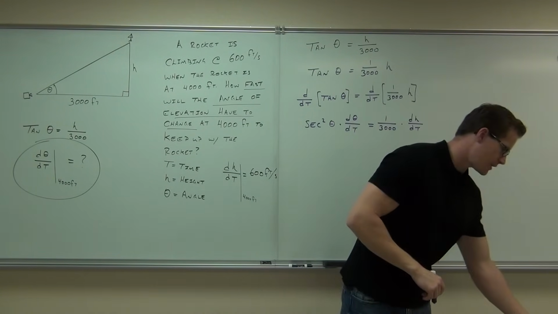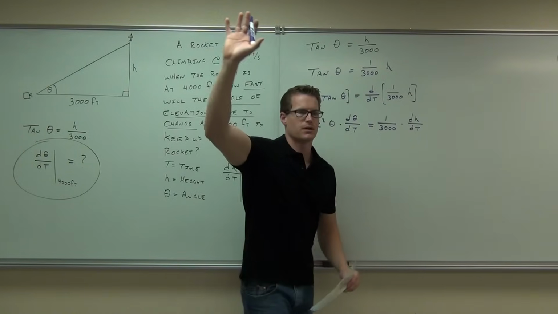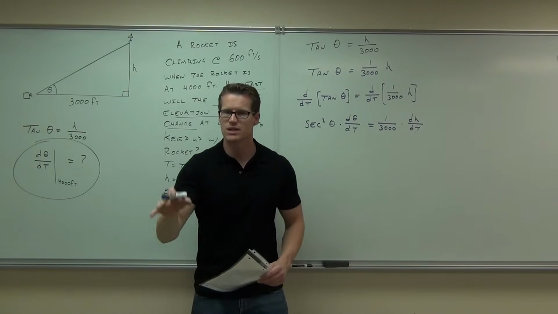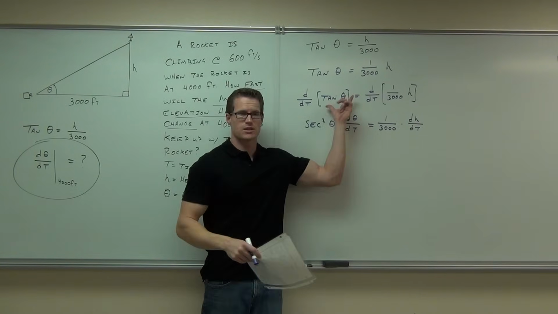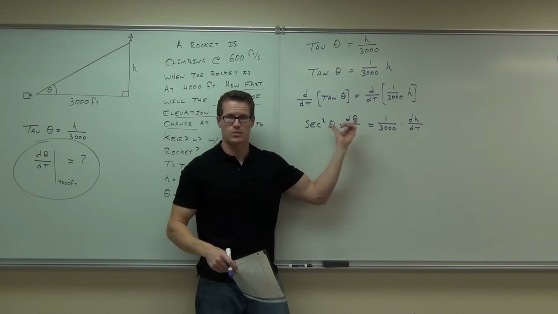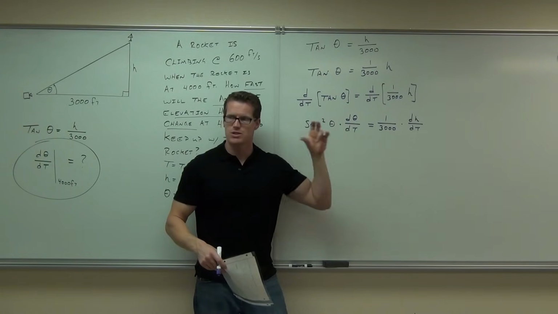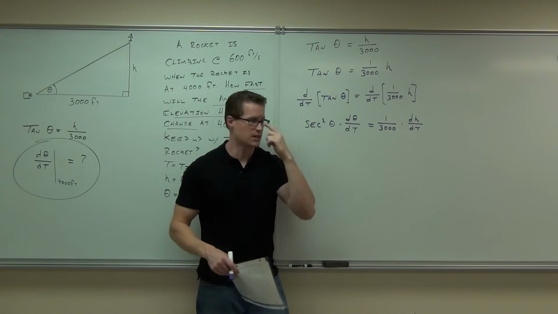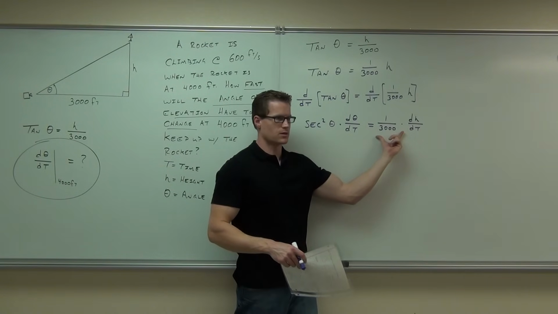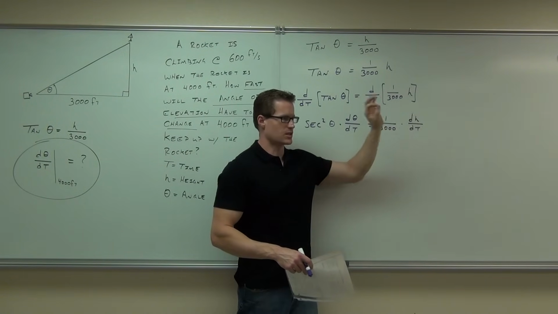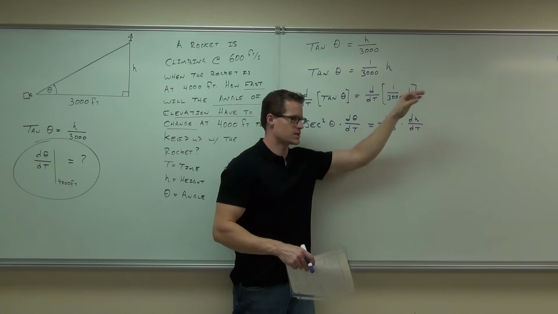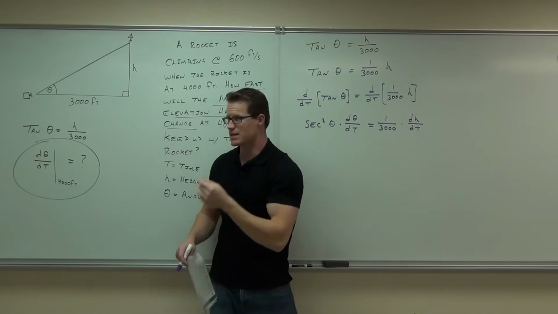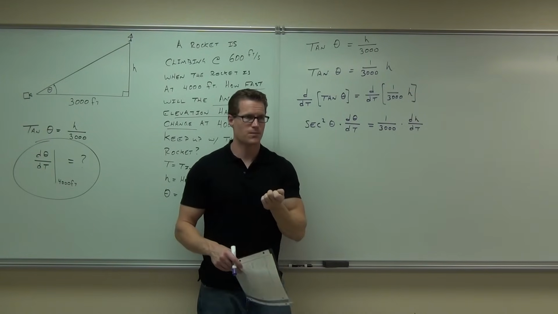Hey, by a show of hands, how many people got that? Good. If you didn't get that, are you okay on getting secant squared of theta d theta dt? See where that comes from? Every time you take a function of theta with respect to time, you got to have a d theta dt. Are you okay on the 1/3,000? That h that has an exponent of 1, bring down the 1, take 1 away from it, that becomes h to the 0, that's 1. But you need a dh dt, that's a must. You okay with this so far? All right.